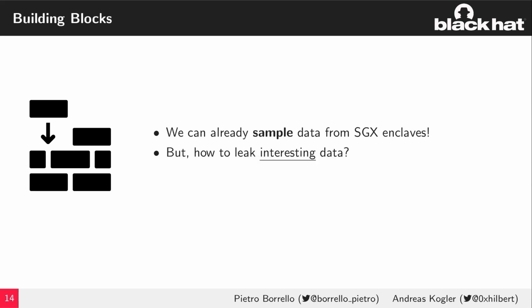So if we target SGX enclaves, we can sample data from this enclave. Like we can run the enclave and use a hyperthread to dump the APIC, and then dump the APIC and leak the values that they are using. But that's not enough. How can we leak interesting data? Is there any way that we can force the data that we want to leak to be in the superqueue and keep this data long enough to be able to leak it?